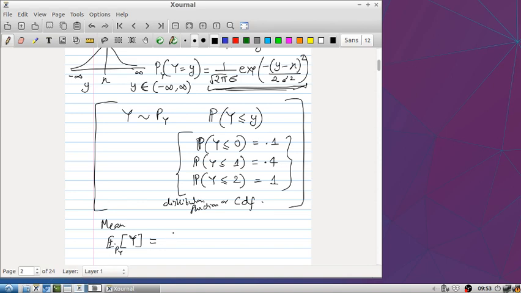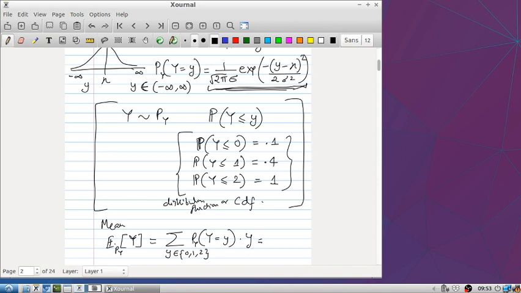just doing this. Let me write the discrete version. It's just going to be the sum over all the values that y can take. y can only take values 0, 1, and 2 in this example, of the probability of y taking a value little y, times little y. It's just a weighted averaging of the values that y takes, times the probability that y takes the value little y.